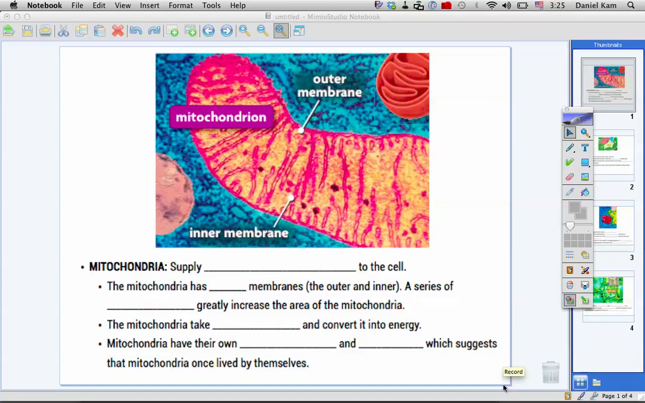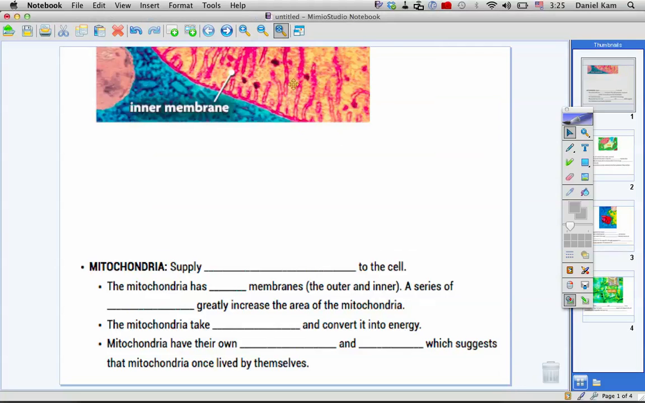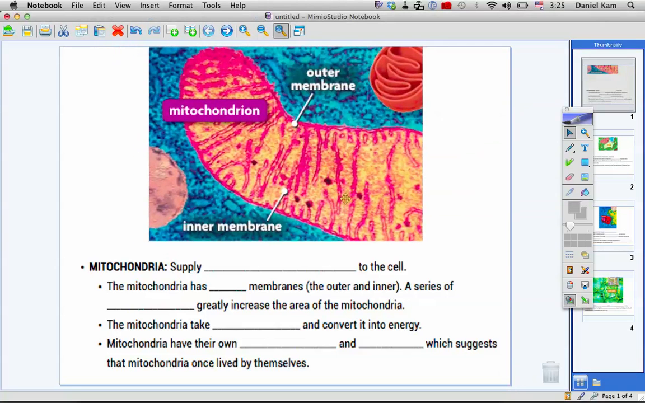Today we're going to continue our journey through the cell. The first thing that we're going to talk about here is the mitochondria.